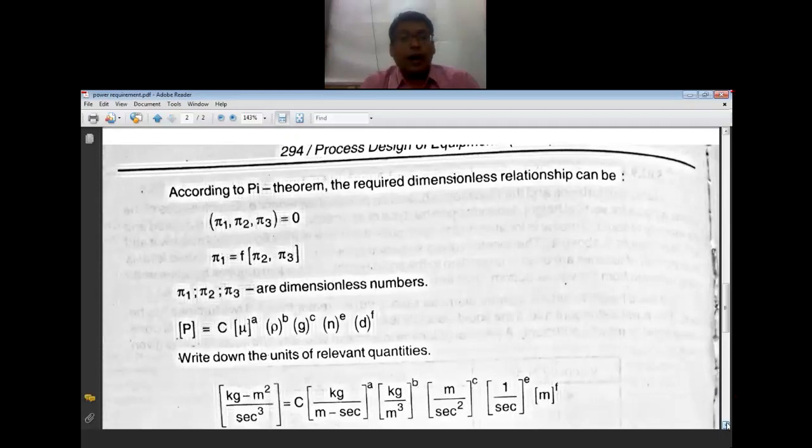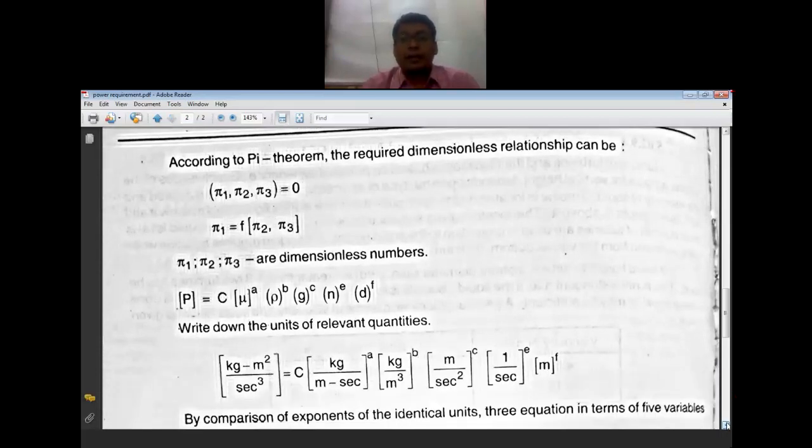Then, according to the pi theorem, the required dimensionless relationship is pi 1, pi 2, pi 3 equal to 0, where pi 1 is a function of pi 2 and pi 3. These are all dimensionless numbers, and we are interested in finally calculating a dimensionless number. So our basic relationship is: power, taken as the constant, and viscosity raised to a, density raised to b, gravitational force raised to c, speed of rotation raised to e, and the diameter raised to f. We have written the relevant quantities.